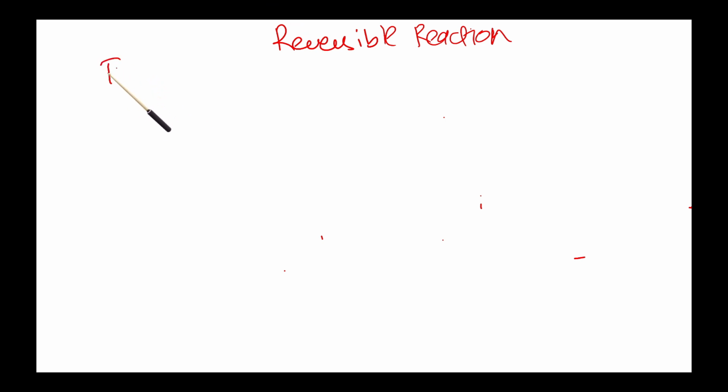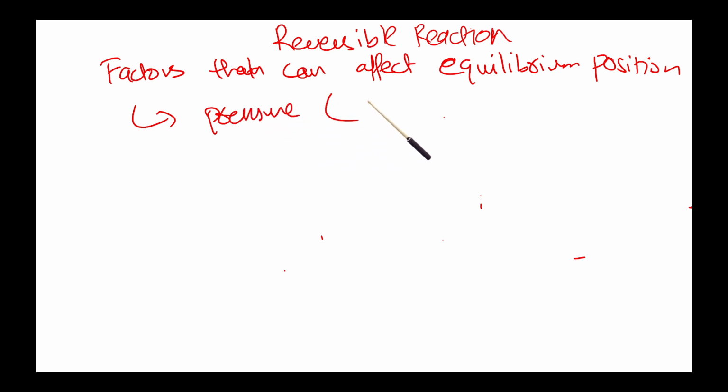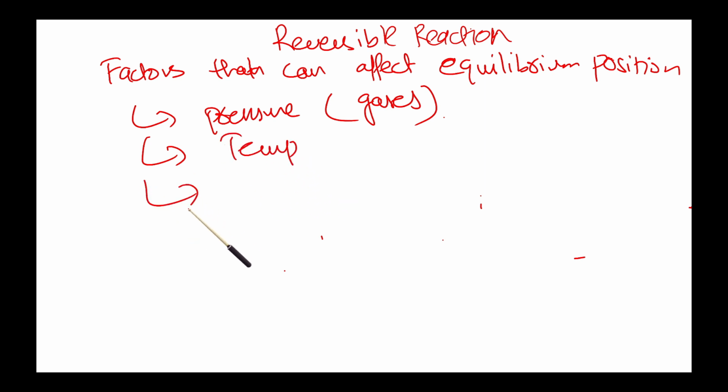So let's see the factors that can affect the equilibrium position. There are three factors, and we can see them one by one. One is pressure, only for gases, if the reactants and products are gases. Then we have temperature, and the third one is concentration.